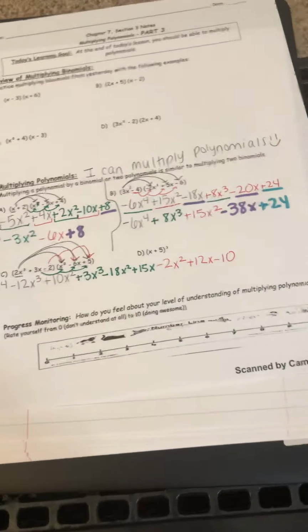Make sure you write it a little bit better. That one I didn't write as good, right? The 4 was kind of hanging low. Make sure you write it high so you know it's the exponent.